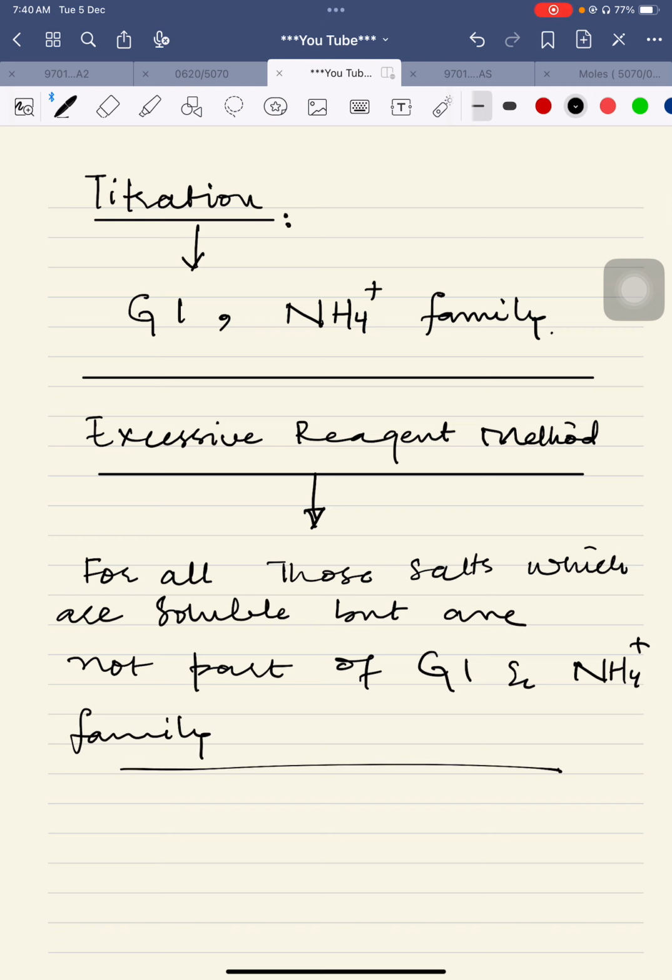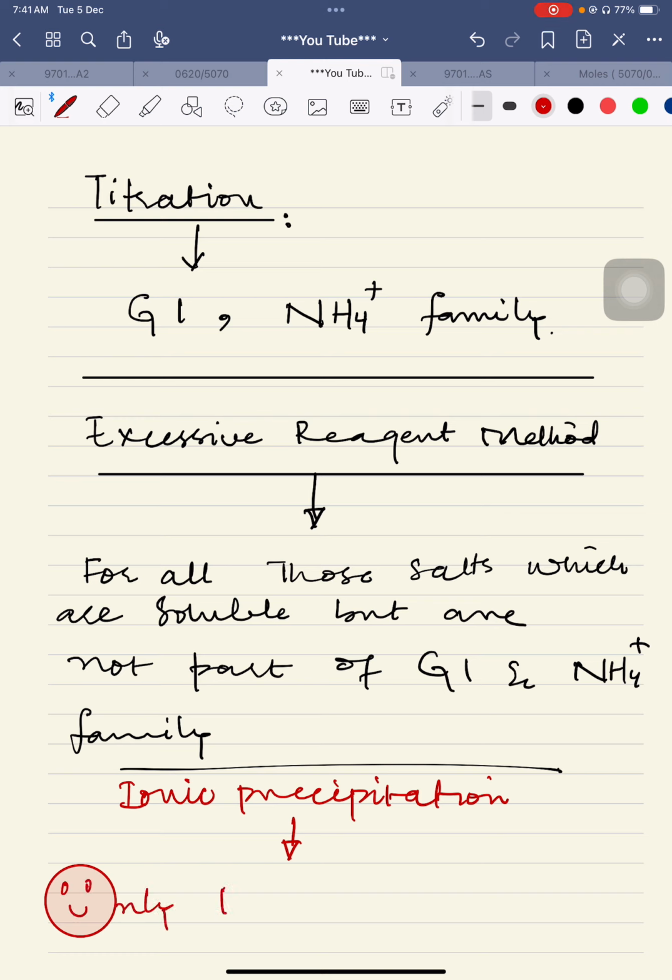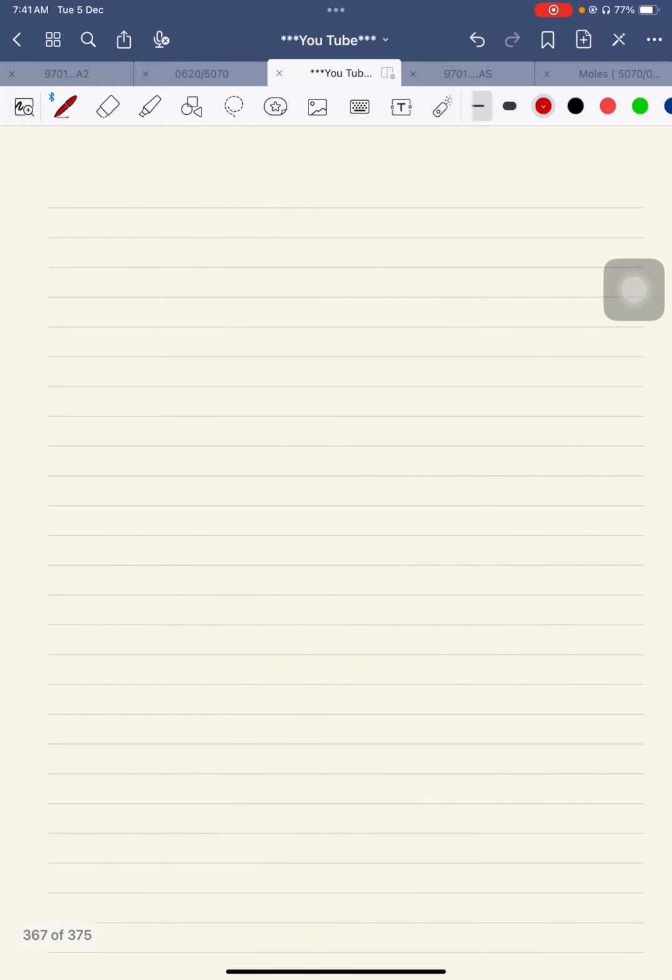Okay. Number 3 is ionic precipitation. Now, ionic precipitation is only for insoluble salts. Only for insoluble salts. So these are the three methods, and when they will be used, I have told you. Now we are going to practice this, and in this way you will understand the details. Right now I am going to take you to the topic of titration.